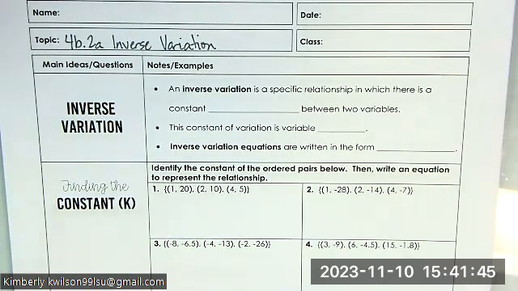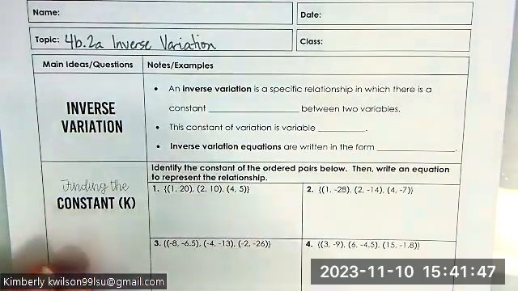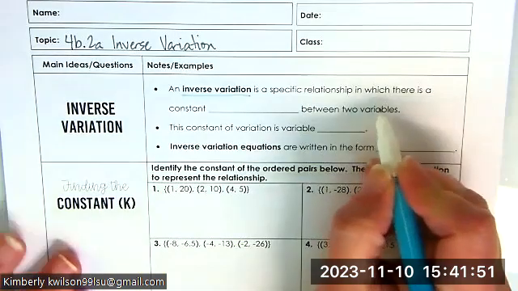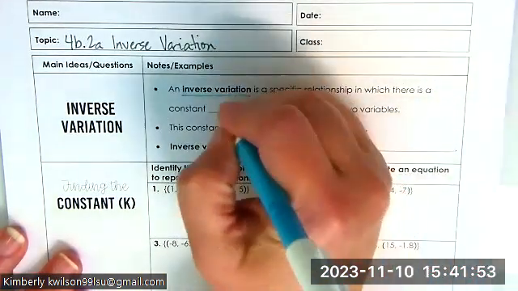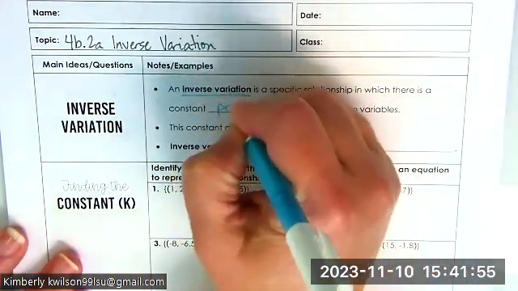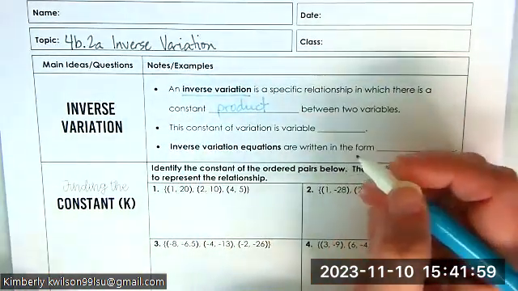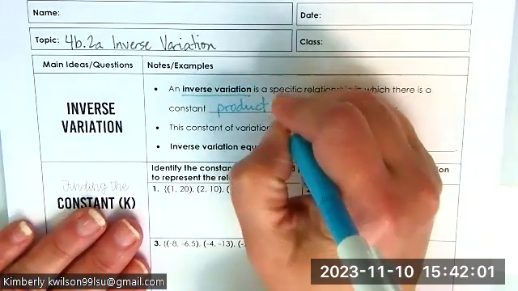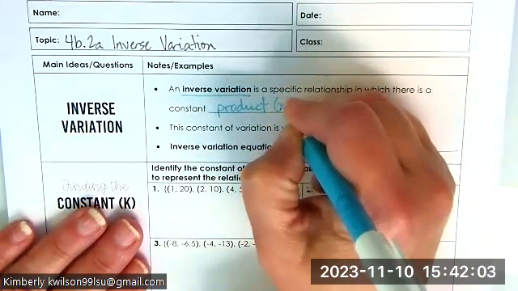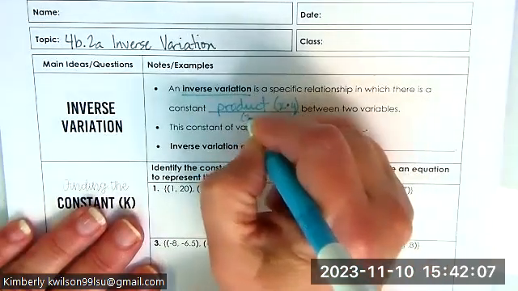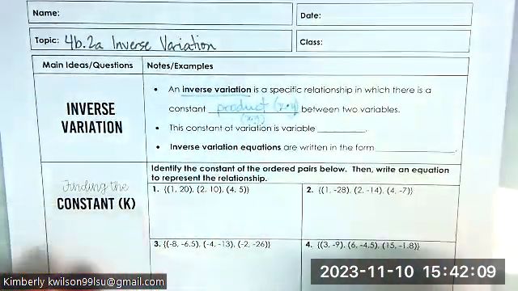Guys, today we are covering inverse variation. Inverse variation is a specific relationship in which there is a constant product. Remember, direct variation was constant ratio. This is a constant product of x times y, which you will see written as just xy.